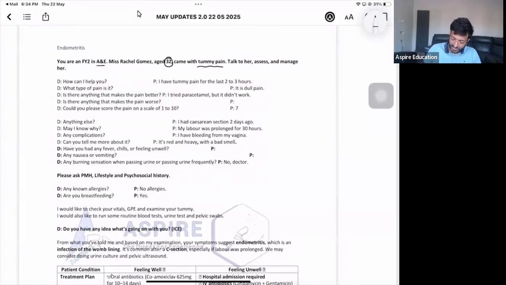So how can I help? The patient has got tummy pain for the last 2 to 3 hours. So for any pain, what you do, you have to do the Socrates. So you'll get a bit of an idea what this pain is all about, right? So it's a dull pain. The patient is taking paracetamol, it didn't work. Now, anything else? The thing you got is the patient had cesarean section 2 days ago, and my labor was prolonged for 30 hours. So remember one thing, endometritis is common when the patient had a long labor.